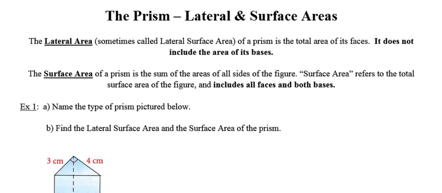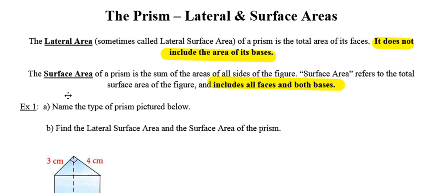So I'm going to take my highlighter and I'm going to highlight that. Surface area, on the other hand, is the sum of all of the areas that make up the sides of the figure. Surface area refers to the total surface area of the figure. It includes the areas of all faces and the areas of both bases.